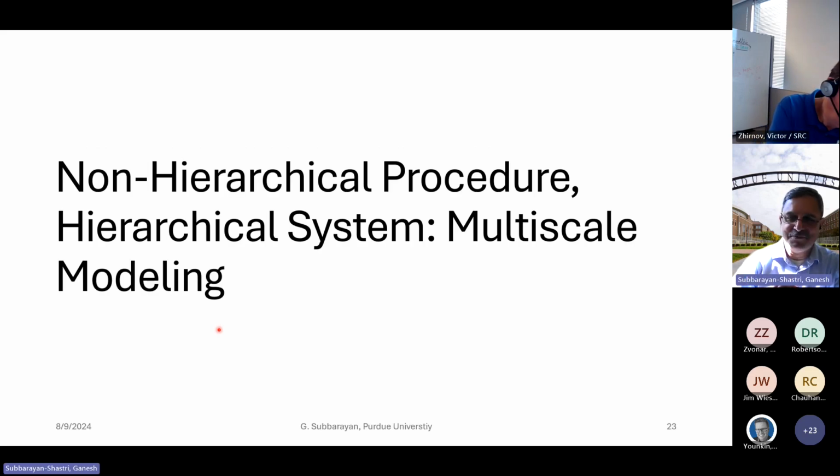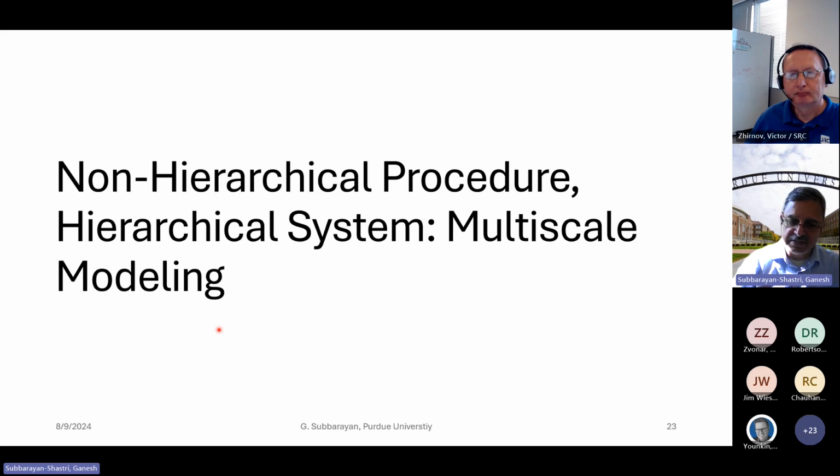Okay, finally, I'm going to talk about a non-hierarchical procedure, but a hierarchical system. Again, this is an example of multi-scale modeling. I know one of the things that we've talked about quite a bit is the need for multi-scale, multi-physics modeling. Multi-physics modeling is more obvious for most people, but multi-scale modeling is actually equally important, as I will show you. Multi-scale modeling, especially at package level, needs to span 5 to 8 orders of magnitude in length scale. So it's very, very important.